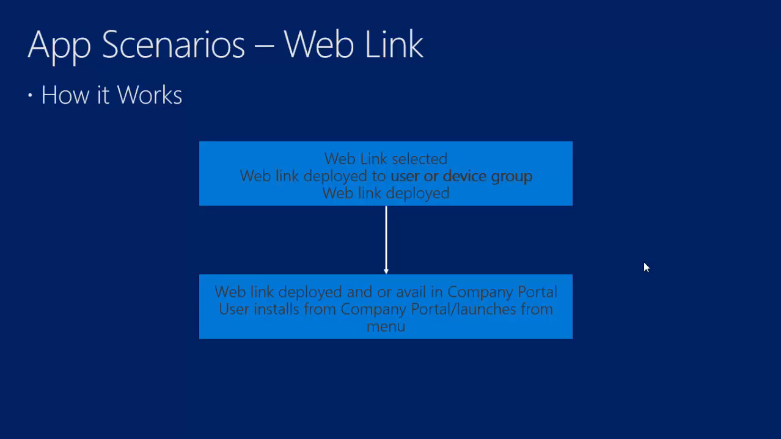So when the web link actually gets to the target device, it's going to be deployed either automatically, because required is an option, or the user can go to the company portal and run it from there. And once it's installed, however it gets installed, either by the user manually doing it or being required and automatically doing it, it's going to appear on the start menu for your OS. So let's go see that.